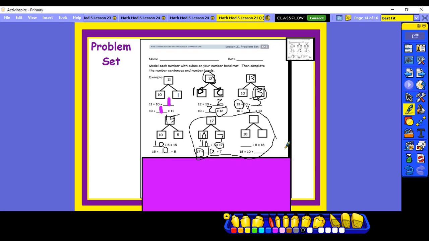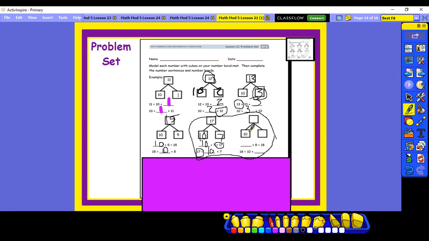Grade yourself on that problem. How did you do? Great job. I know you're rocking it out with these number bonds and number sentences. You are such a great mathematician magician. Let's see how you did on the last problem.